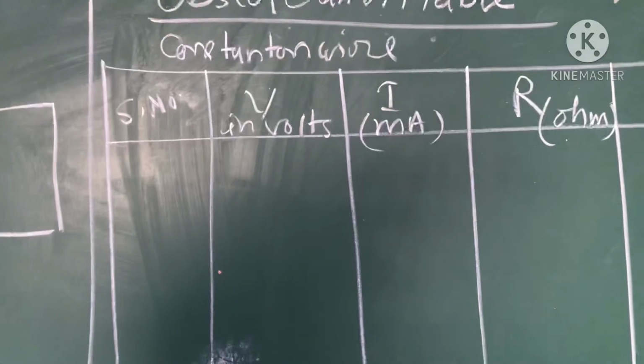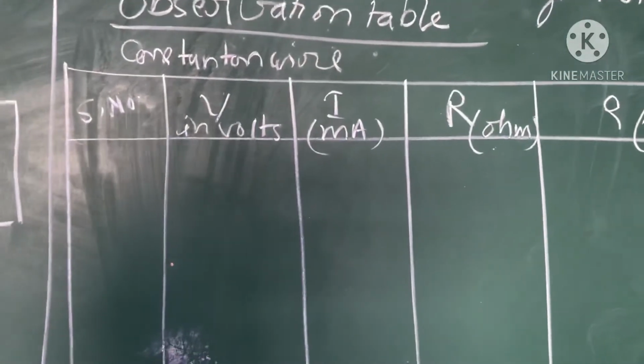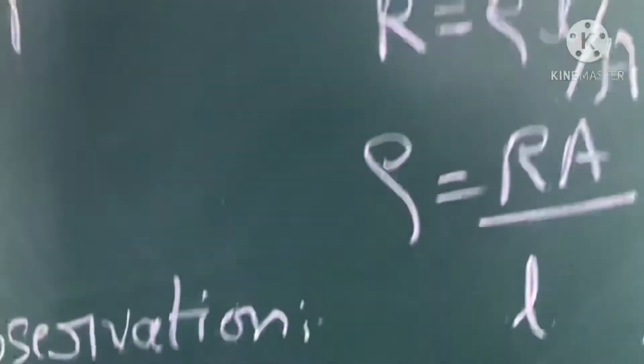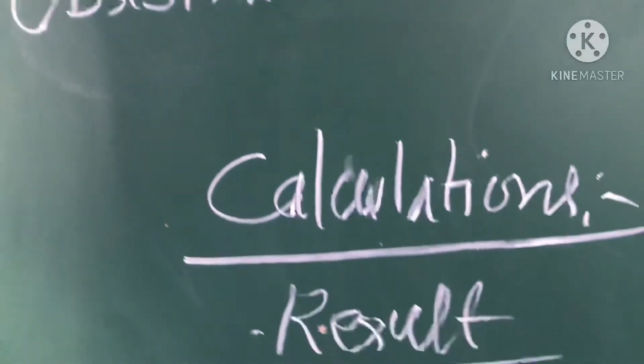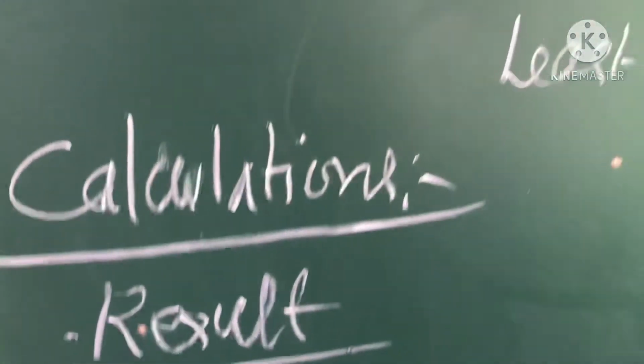So you will note down the reading, and then you will plot the graph between V and I, and it will be a straight line graph. And then you will do the calculation part, and then result with proper unit, precautions. You have to write then sources of error.